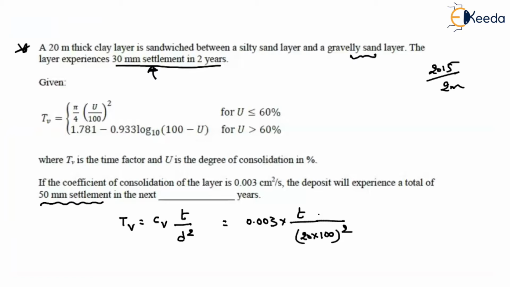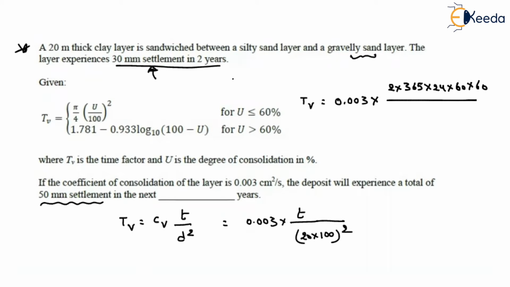First of all, we have to find out the total settlement of the clay layer. So how can I find that out? By using this relation, TV will be equal to CV, which is given as 0.003 centimeter square per second. Remember, into whatever the time required, 2 years. So let us convert into seconds. How many days? 365 days. How many hours? 24. How many minutes? 60. How many seconds? 60. Divided by 20 meters, converted into centimeters.